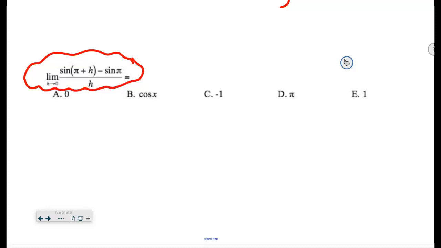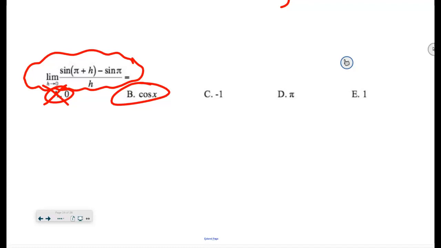You should look at that and go, any limit in this chapter is a derivative. Okay? This is the derivative of a function. And people might go, oh, this is sine of pi. That's 0. No, it's not. The derivative of sine is not sine. Some people will say, well, this function is sine. This is its derivative. What's the derivative of sine? So why is b wrong?